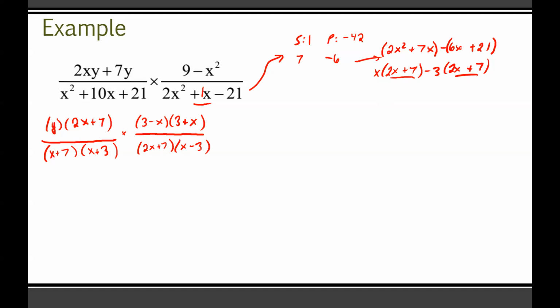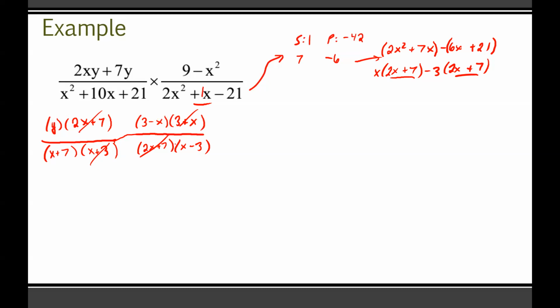Finally, this thing is now all fully factored. You can erase this times sign and write it as a single fraction. Now think about anything that can cancel out here. x plus 3 and 3 plus x are the exact same thing with addition. Order does not matter. So 3 plus x and x plus 3 can cancel out. We have 2x plus 7 and 2x plus 7. Those are gone. And then we notice that we have 3 minus x and x minus 3.